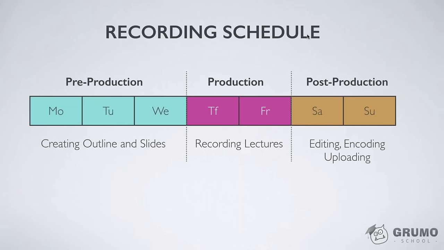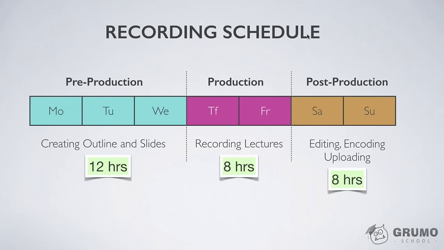So here we have a week, 7 days, Monday, Tuesday, Wednesday, and so on. Let's say you spend 12 hours creating your outline and slides. You're probably going to spend about 8 hours recording your lectures and 8 hours editing, encoding, and uploading. This obviously may vary depending on your content and your experience doing this. But if you're really fast, I think you can do it this way. I'm very slow, unfortunately, because I put too much time into creating the slides.